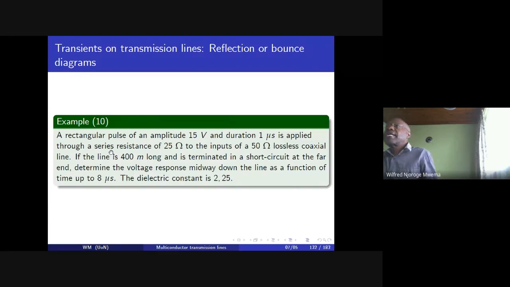So, an example then. A rectangular pulse of amplitude 15 volts and duration 1 microsecond is applied through a series resistance of 25 ohms to the input of a 50 ohm lossless coaxial line. If the line is 400 meters long and is terminated in a short circuit at the far end, determine the voltage response midway down the line as a function of time up to 8 microseconds, given that the dielectric constant of the line is 2.525.